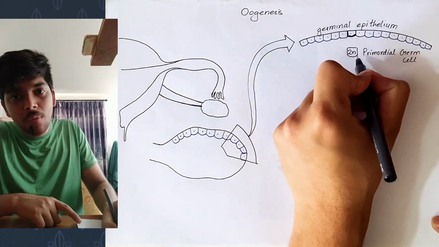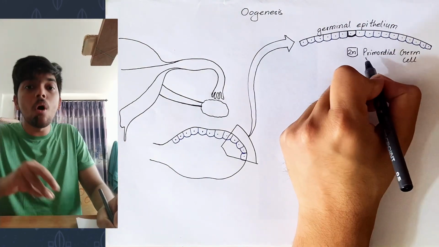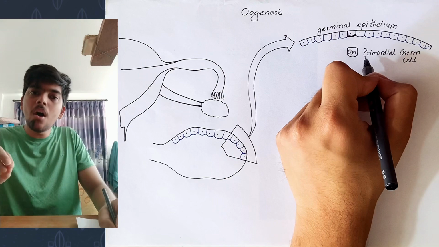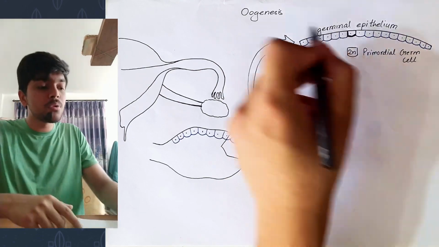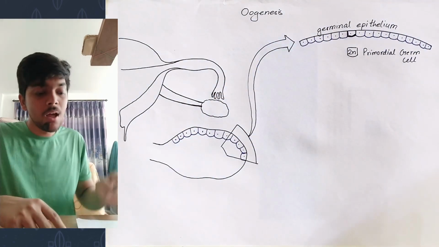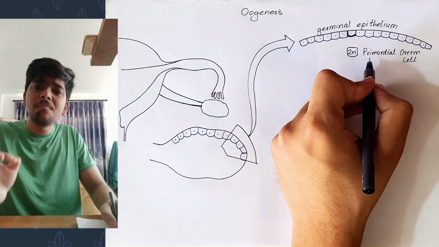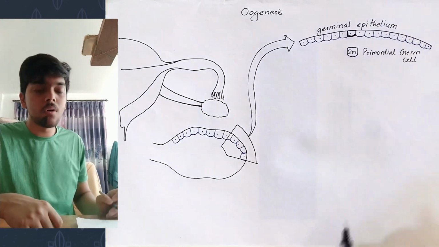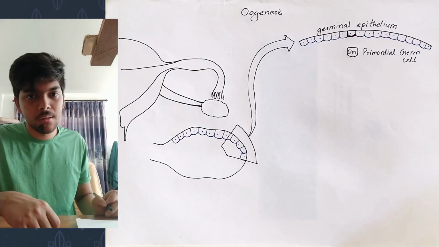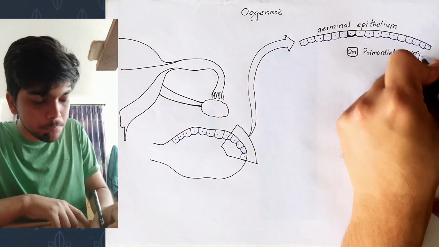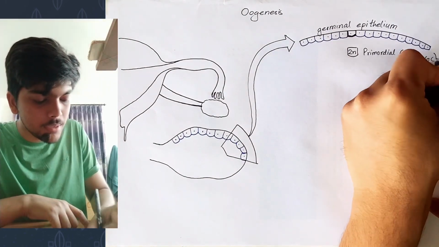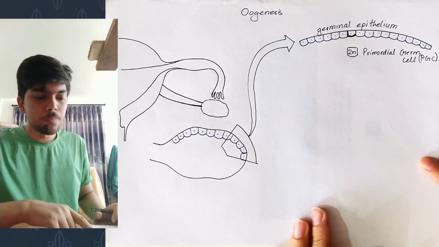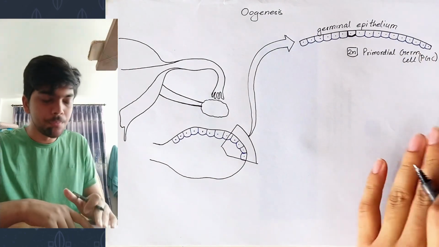This particular germ cell, this diploid cell, gives rise to other germ cells, and these other germ cells then continue the process of oogenesis to form egg. But this is the one that is present at the very beginning. That's why it's called primordial germ cell. In short, you can also call it PGC. So, what does primordial germ cell do?